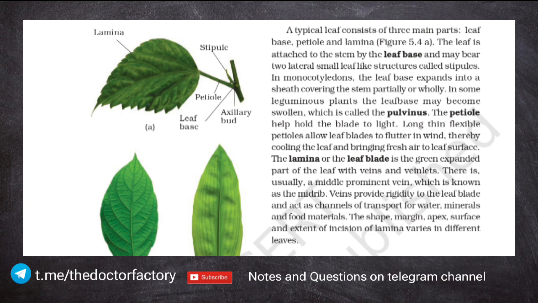The petiole helps hold the blade to light. Long, thin, flexible petioles allow leaf blades to flutter in wind, thereby cooling the leaf and bringing fresh air to the leaf surface. The lamina or the leaf blade is the green expanded part of the leaf with veins and veinlets. There is usually a middle prominent vein which is known as the midrib. Veins provide rigidity to the leaf blade and act as channels of transport for water, minerals and food materials. The shape, margin, apex, surface and extent of incision of lamina varies in different leaves.